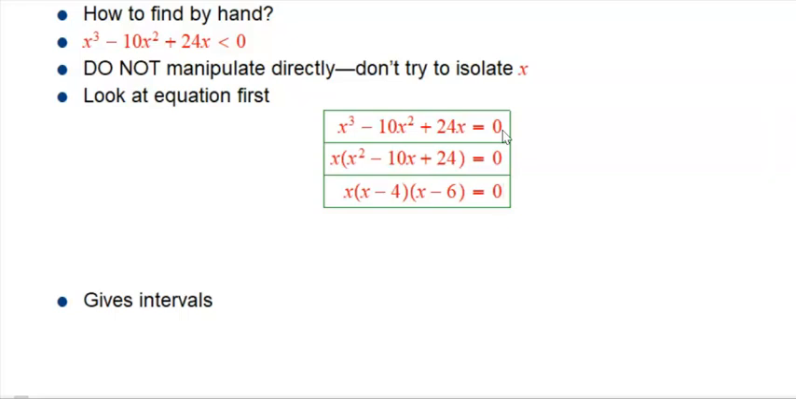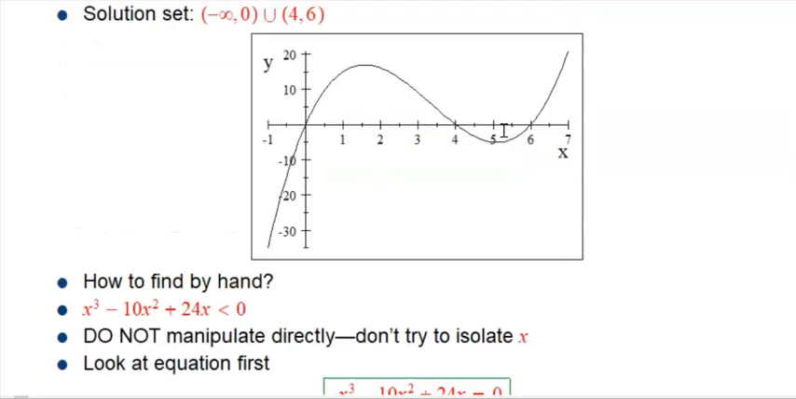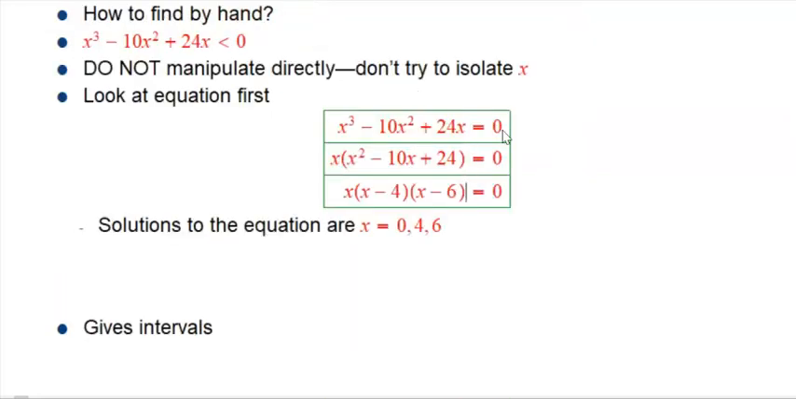Okay, so solutions to the equation are x equals 0, 4, and 6. Which, surprise, surprise, is what we saw with the picture. Those are the crossings at 0, 4, and 6. Okay, that's what we know how to do, as long as we can factor that guy.